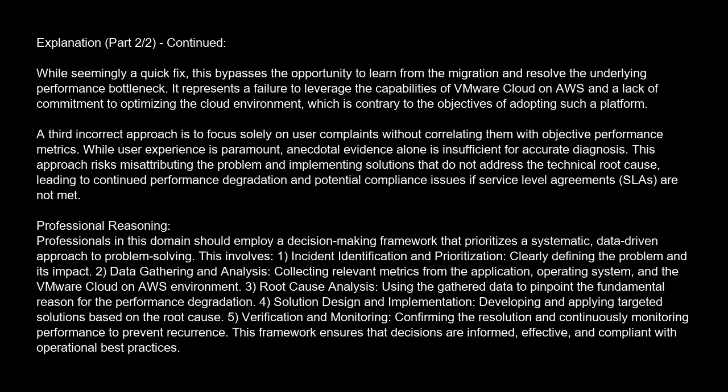While seemingly a quick fix, this bypasses the opportunity to learn from the migration and resolve the underlying performance bottleneck. It represents a failure to leverage the capabilities of VMware Cloud on AWS and a lack of commitment to optimizing the cloud environment, which is contrary to the objectives of adopting such a platform. A third incorrect approach is to focus solely on user complaints without correlating them with objective performance metrics.